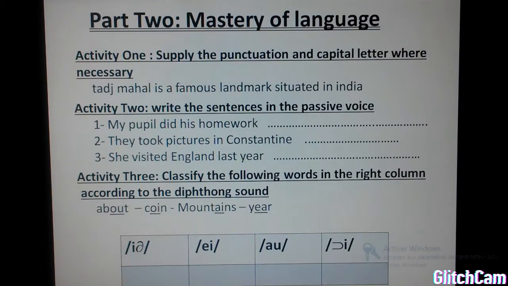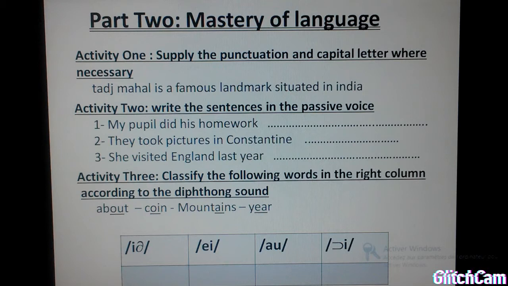Part 2 now, mastery of language. Activity 1, supply the punctuation and capital letter where necessary. Taj Mahal is a famous landmark situated in India. You have to put full stop, comma, capital letter, it depends. Second activity, write the sentence in the passive voice. So the sentences here are in the active voice.